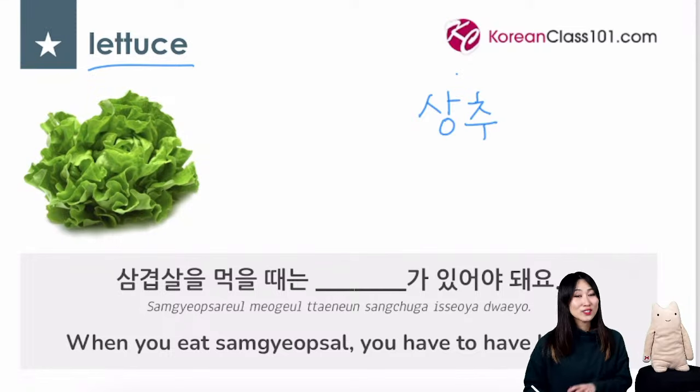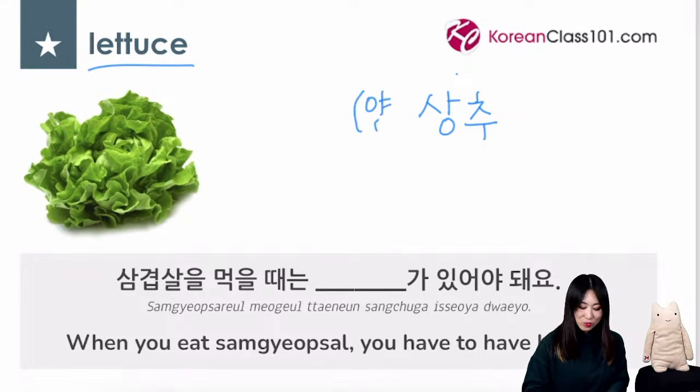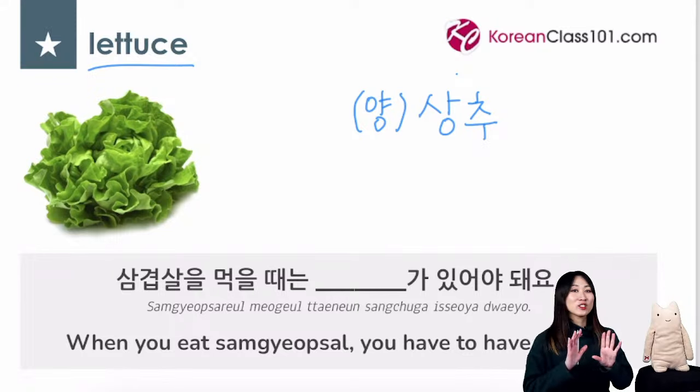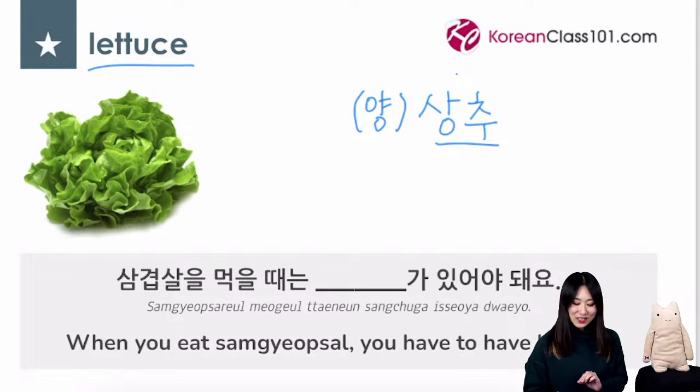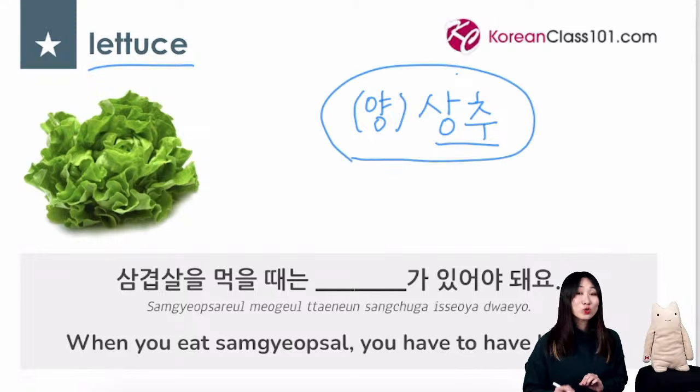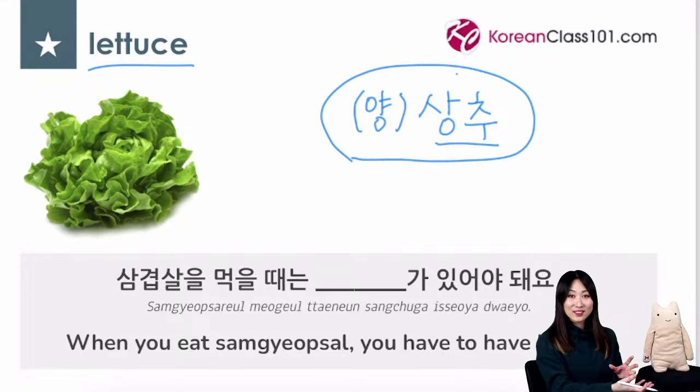상추. And you can also put 양상추, but they are different. 상추 is a Korean one, so it's more like just a leaf, a really thin leaf. And 양상추 is often used for salad. This is a lettuce that you often use for salad.